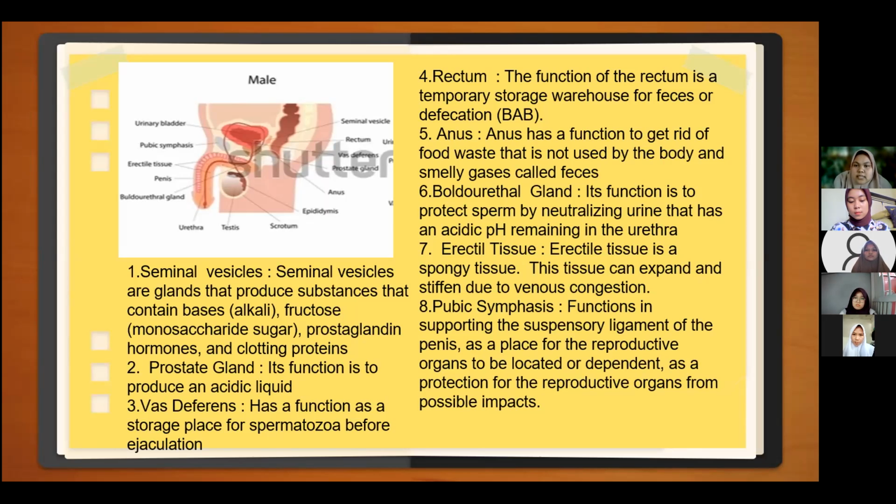6. Bulbourethral glands. Its function is to protect sperm by neutralizing urine that has an acidic pH remaining in the urethra. 7. Erectile tissue. Erectile tissue is a spongy tissue. This tissue can expand and stiffen due to venous congestion. 8. Pubic symphysis. Its function is supporting the suspensory ligament of the penis, as a place for the reproductive organs to be located or attached, and as protection for the reproductive organs from possible impact.